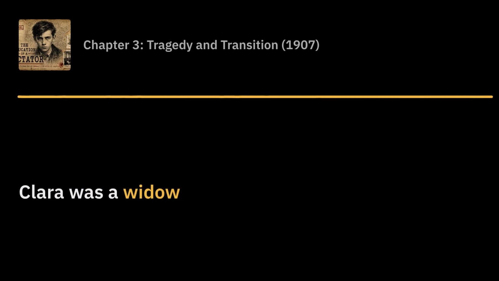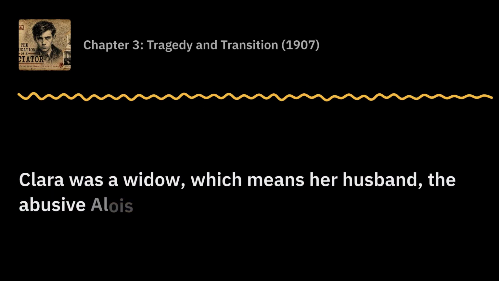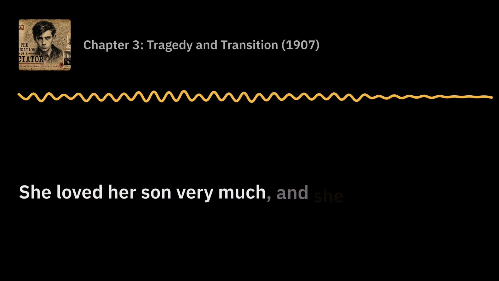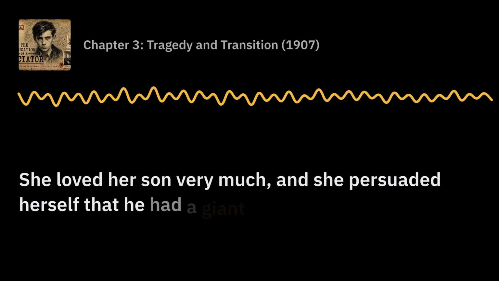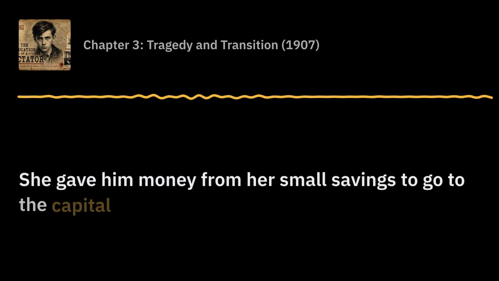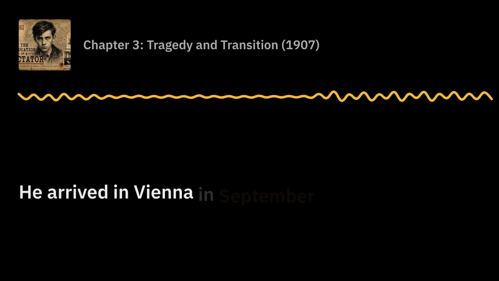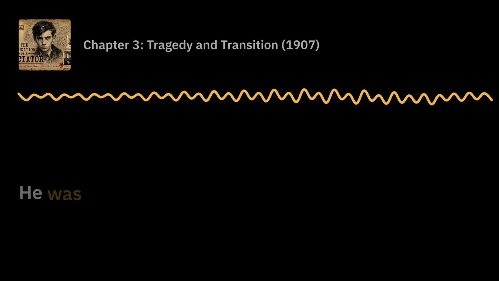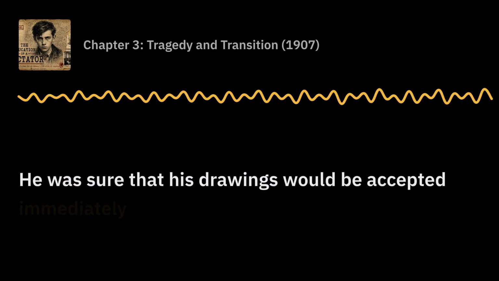Clara was a widow, which means her husband, the abusive Alois, had died several years before. She loved her son very much, and she persuaded herself that he had a giant talent. She gave him money from her small savings to go to the capital. He arrived in Vienna in September 1907, feeling very confident and proud. He was sure that his drawings would be accepted immediately.